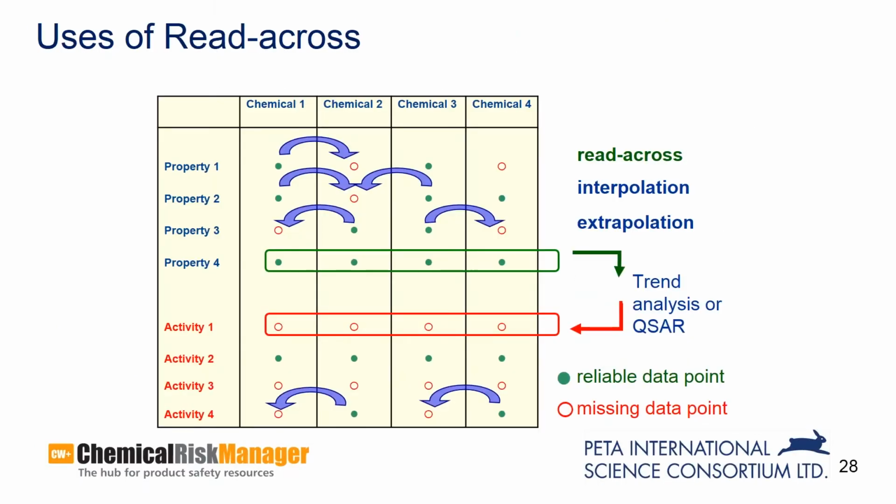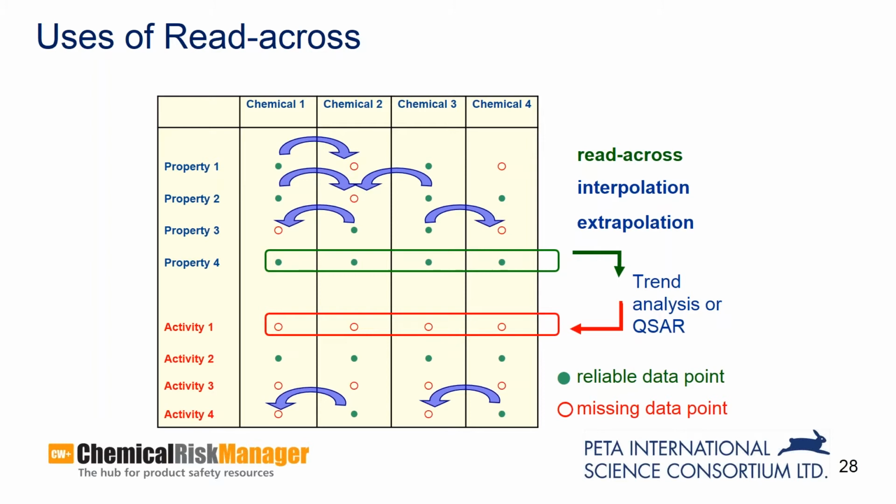So here we have a very commonly used graphic that originated from Andrew Worth at the Joint Research Centre and his group there, that just shows the type of processes that we can undergo. At the top of the diagram, which includes information on properties, first for property 1, the first row just indicates effectively an analog approach, where information represented by the filled green dot can be read across to fill a gap for the chemical 2 without information.